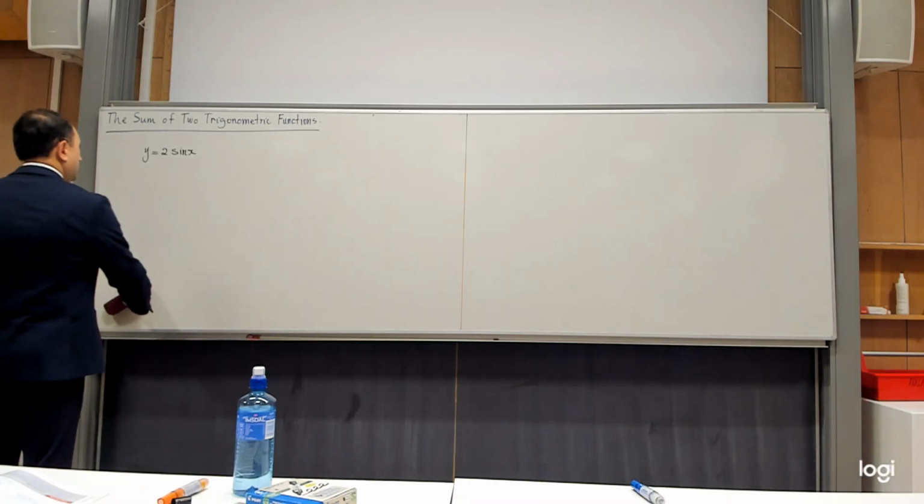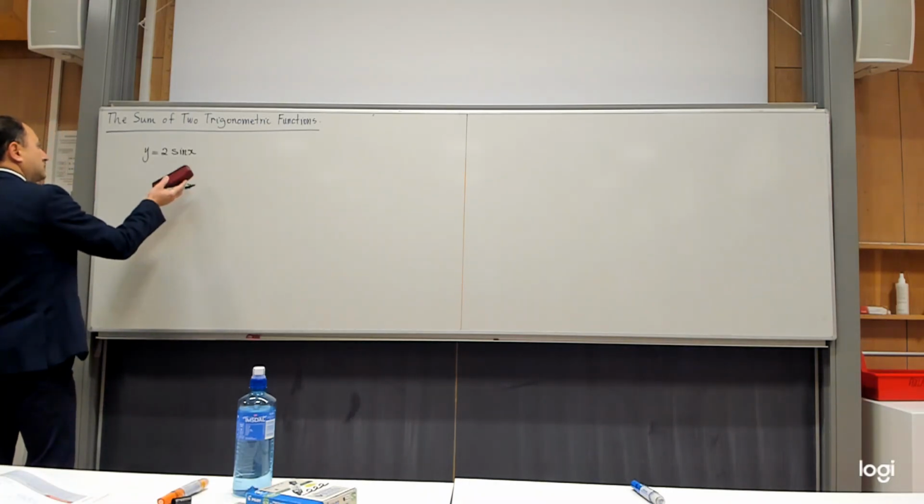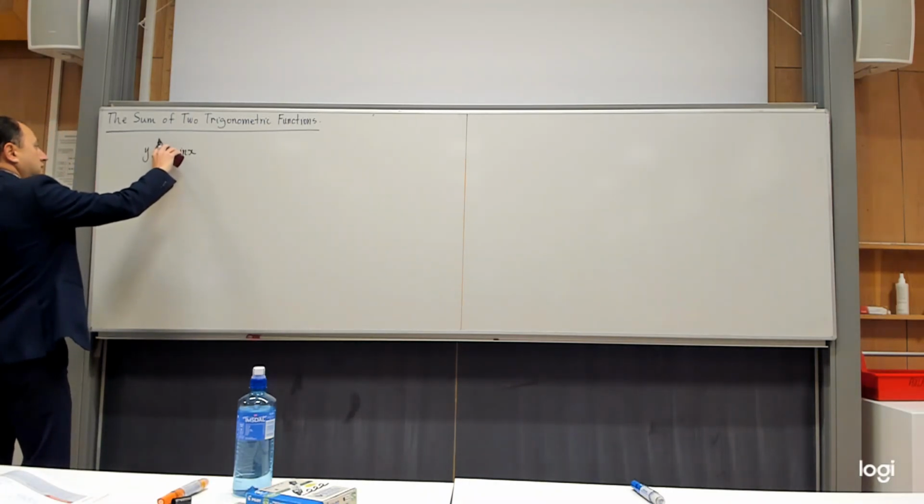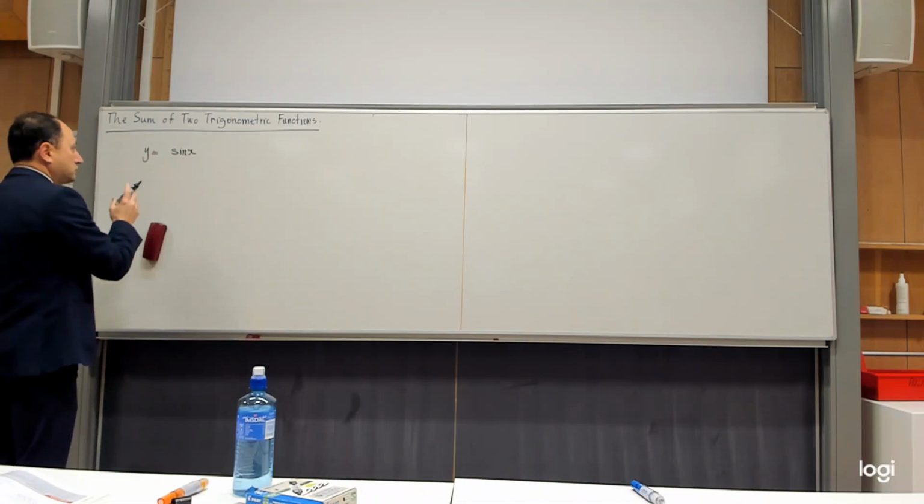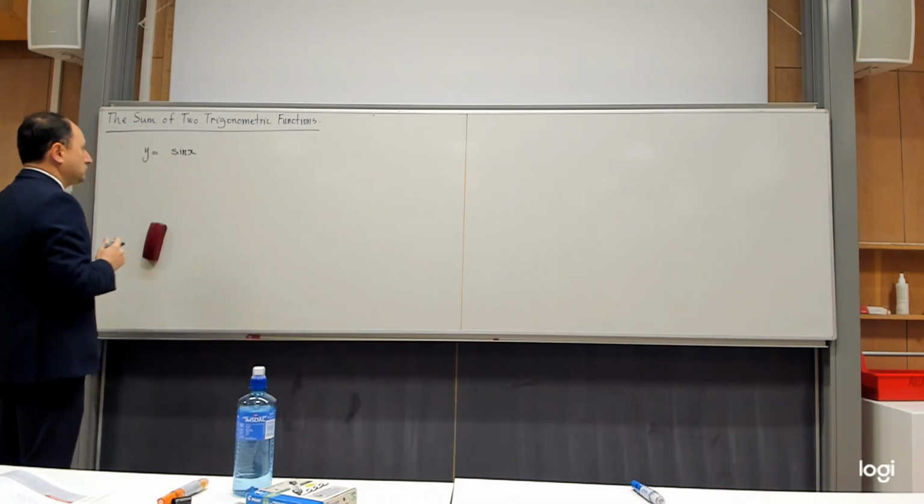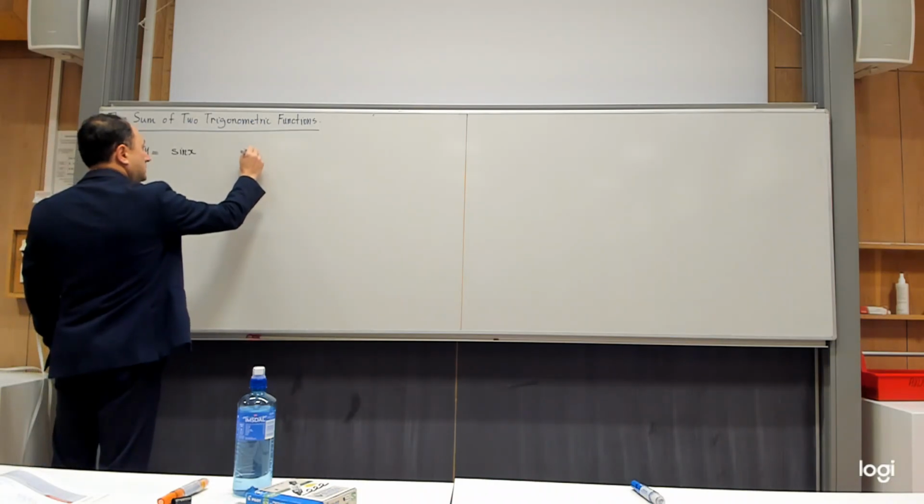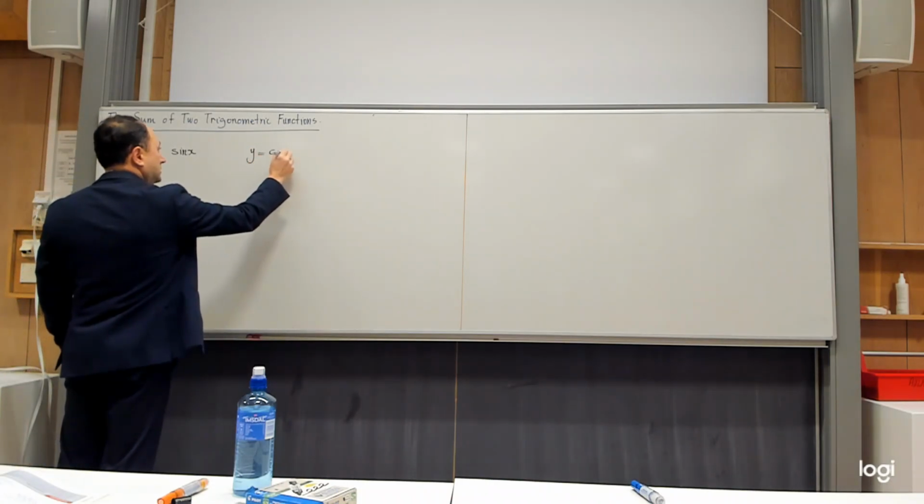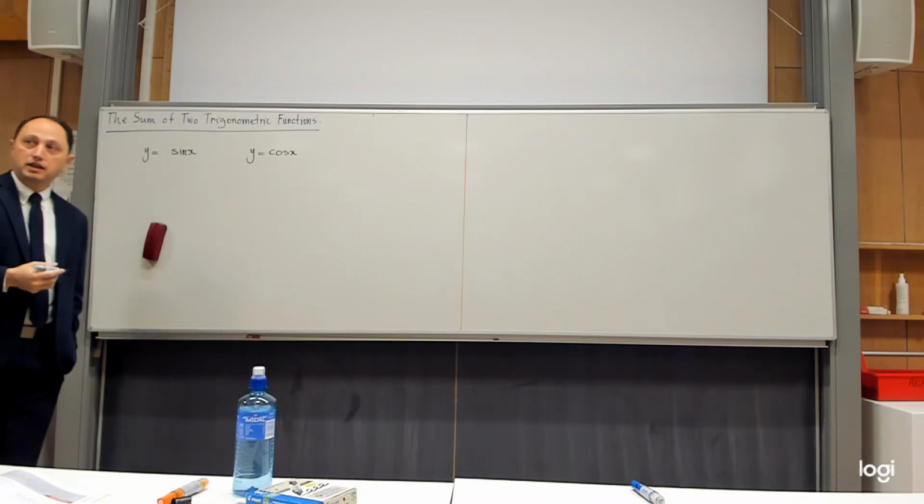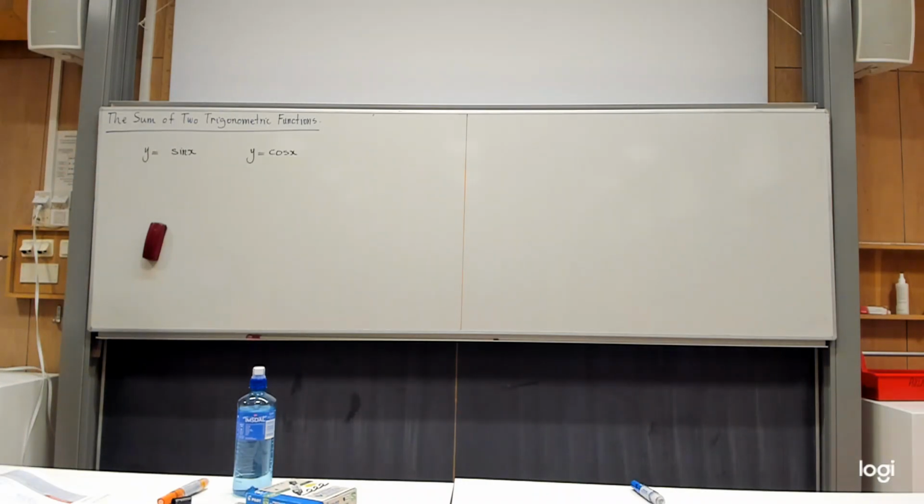Okay, so let me make it simpler. If I give you just this function, and I ask you what is the maximum, you would say the maximum is 1, the minimum is minus 1. If I ask you the same question for this function, the answer would be the same. The maximum is 1, the minimum is minus 1.